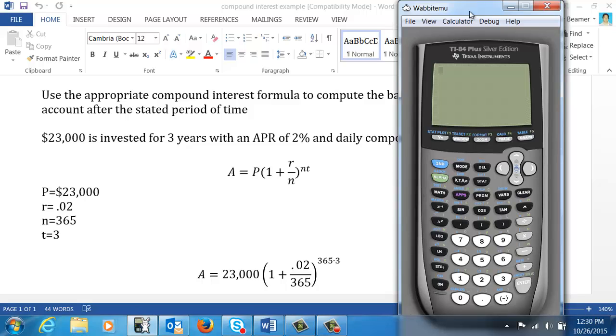A key point of emphasis when solving compound interest problems is to use all of the decimal places when you are computing, and not to round any of the decimal places until your final answer, in which you will round to the hundredth place or the second decimal place, since we're talking about money.